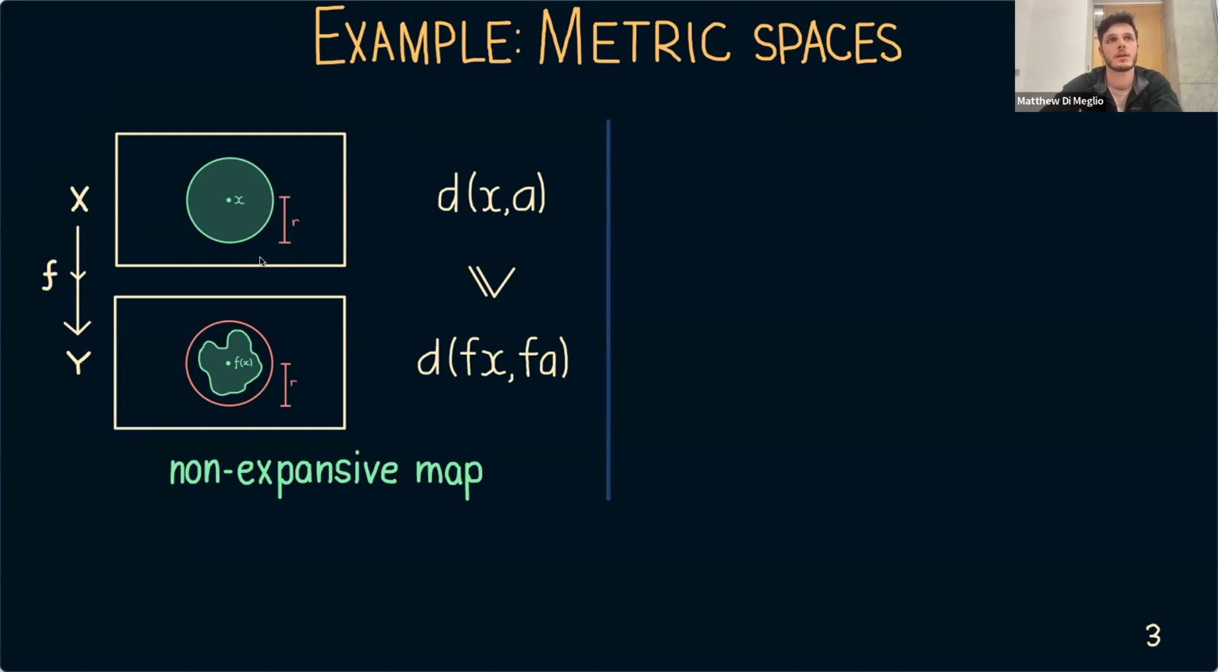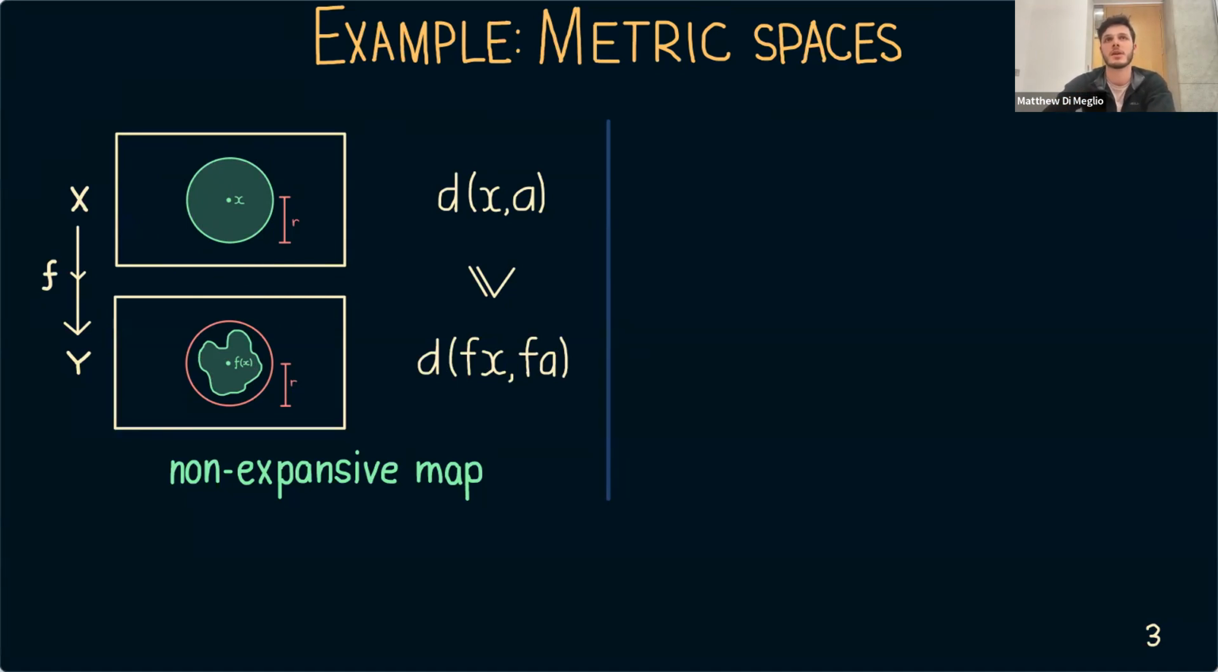Another way of thinking about it is this picture here. If I have a point X in the domain and I look at the open ball of radius r around X, then f should map this open ball into the open ball of radius r around f of X. So these two characterizations are equivalent.